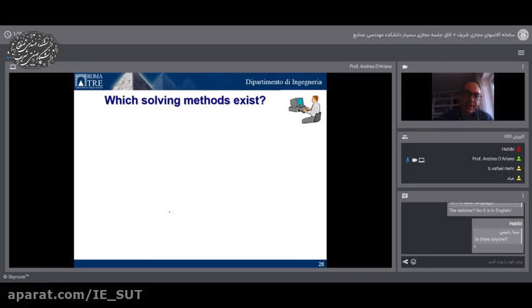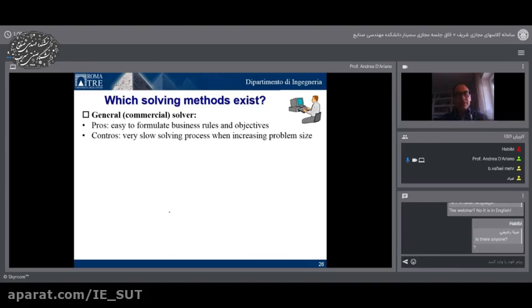Which solving methods exist? Okay, now I won't go too much into the details of the specific algorithms, but I want to give you an idea of which type of algorithmic framework you can develop.